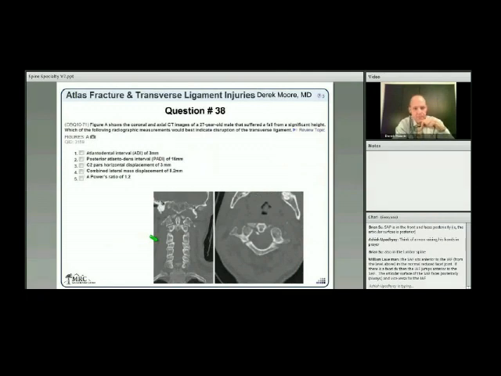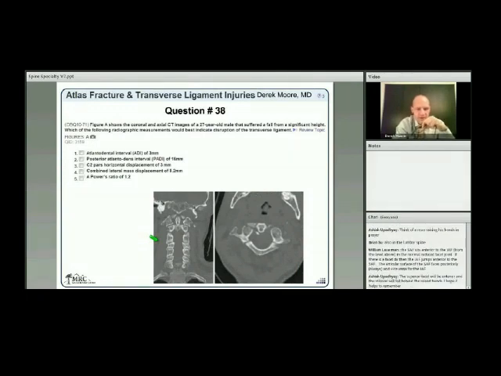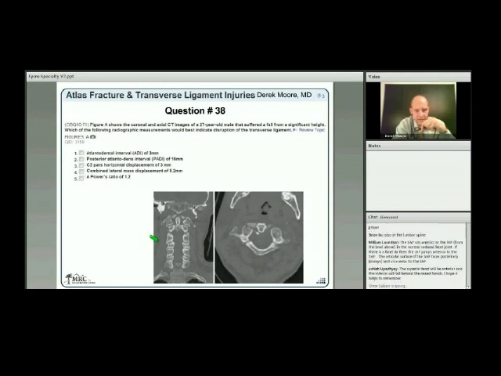So next topic, atlas fractures and transverse ligament injuries. Figure A shows the coronal and axial CT of a 72-year-old male that suffered a fall from significant height. Which of the following radiograph measurements would best indicate disruption of the transverse ligament?